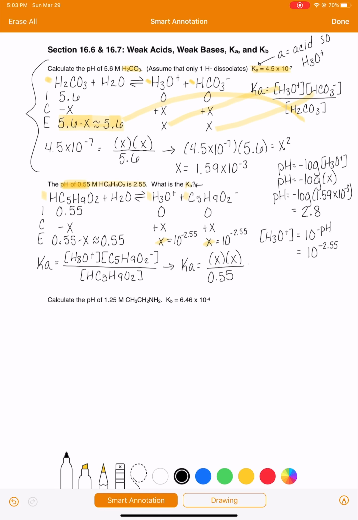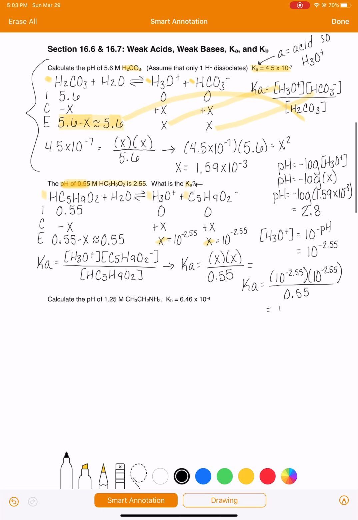So hey, we can plug that into the Ka equation. Ka is 10 to the negative 2.55 squared, there are 2 of them, divided by 0.55. And all we have to do is calculate that out, and we are going to get 1.4 times 10 to the minus 5. And that's it. That's not so bad.